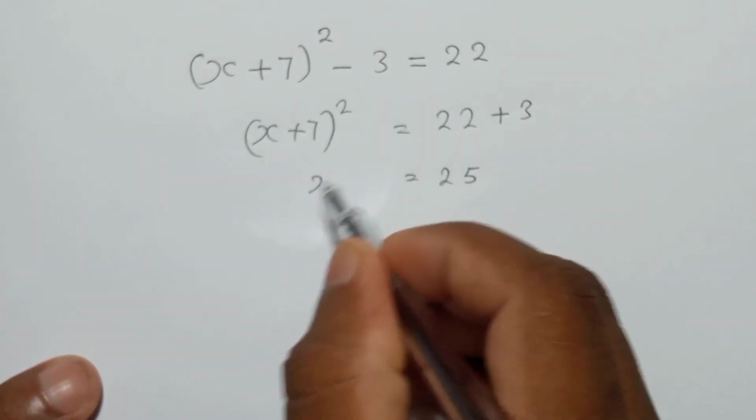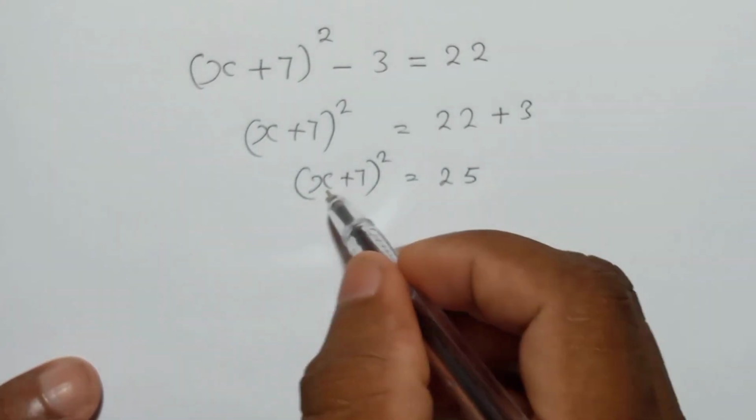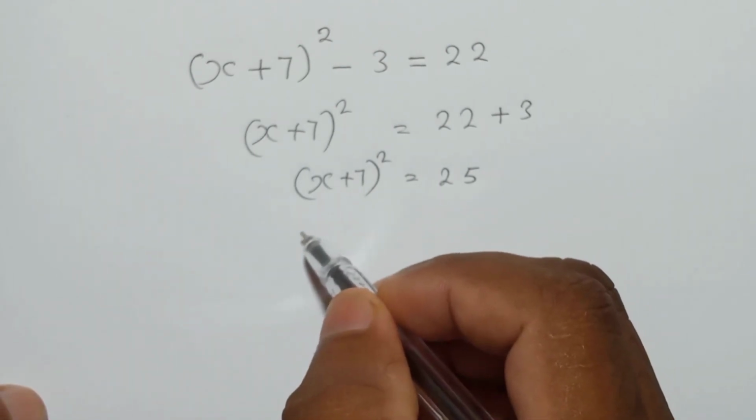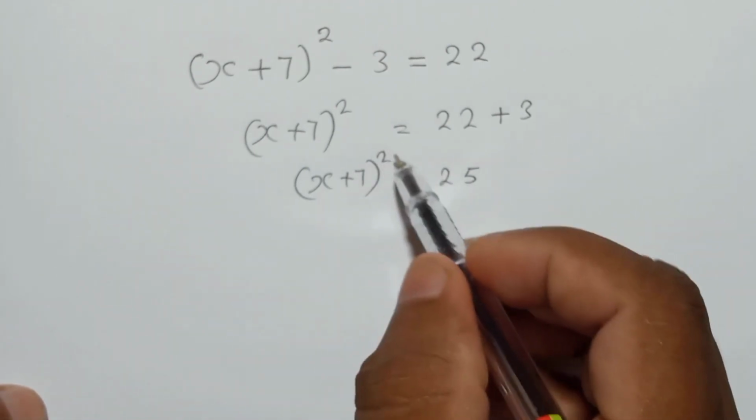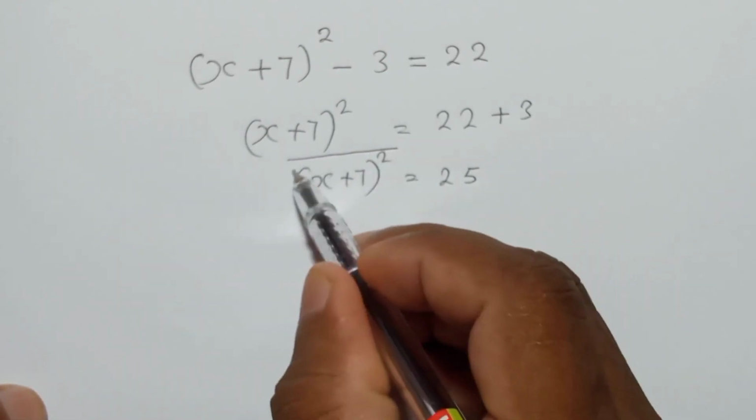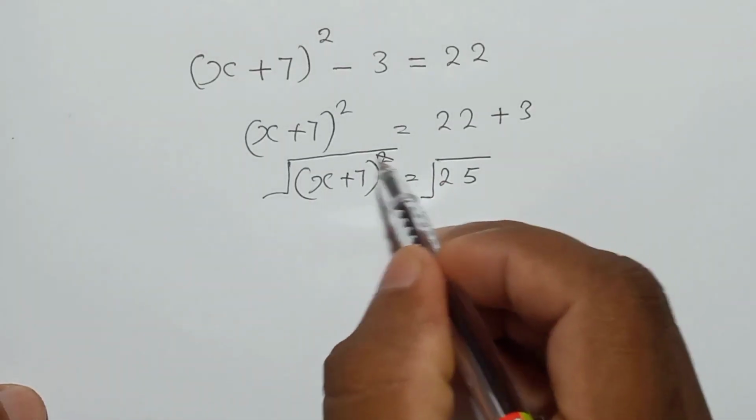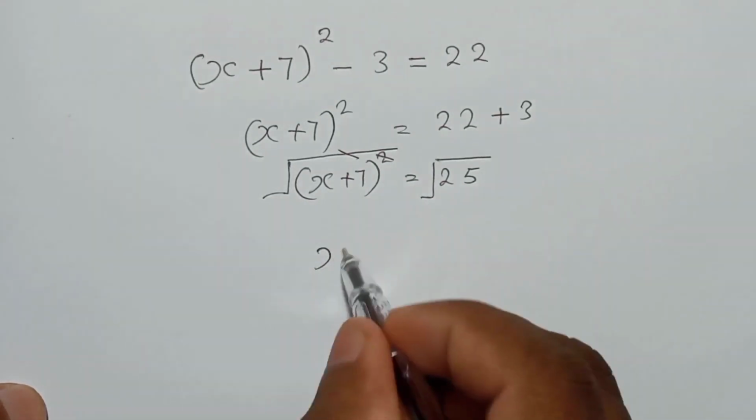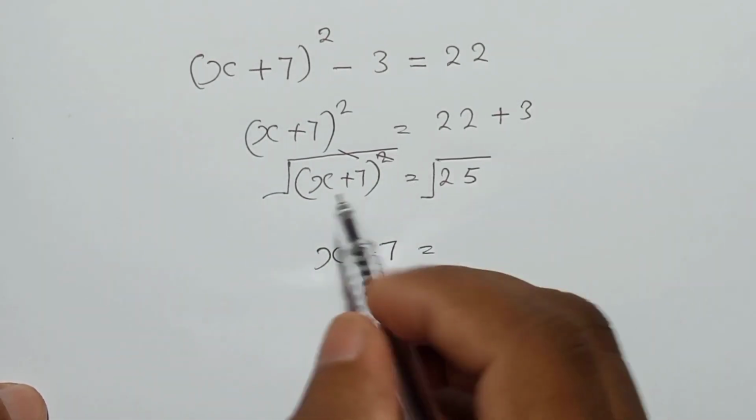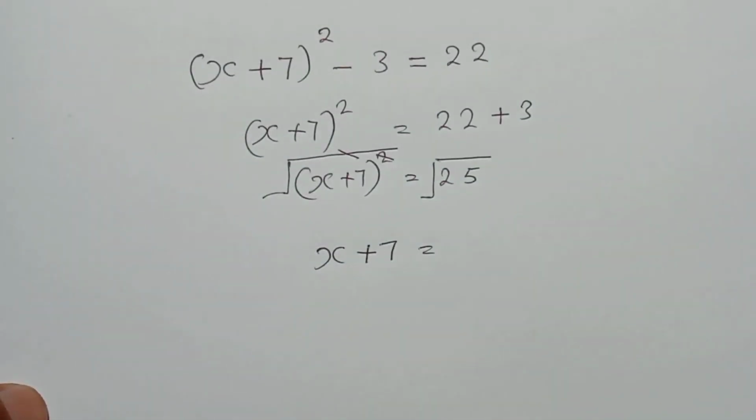Okay, now here we have (x + 7)², right? My target is to make x the subject here to find the value of x. Now to remove this square, what should we do? We can put a square root on both sides, right? That's the idea. So here the square and square root cancel. Here we will have just x + 7, right? We don't need to write the bracket here because there's nothing outside the bracket. So here we can write x + 7.